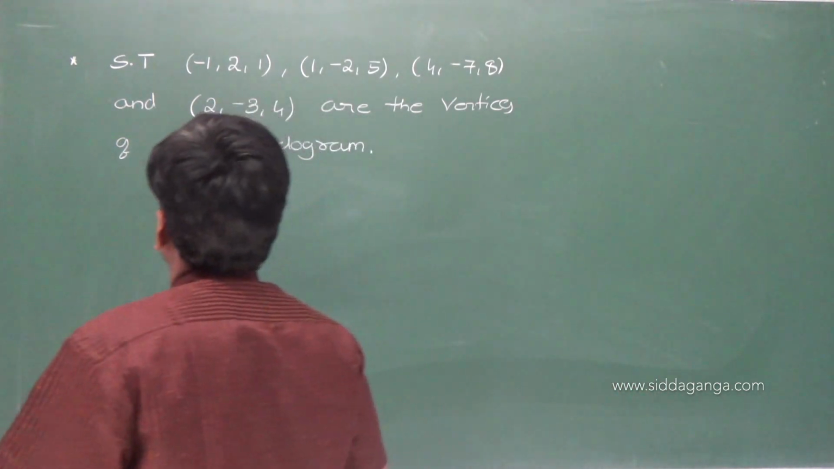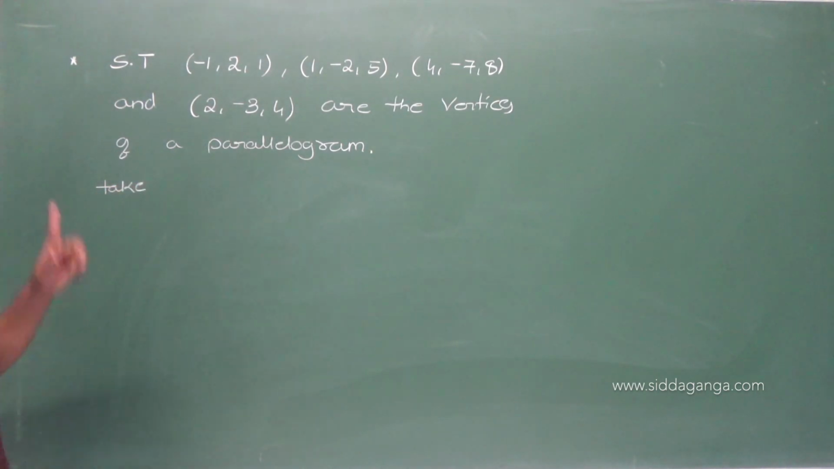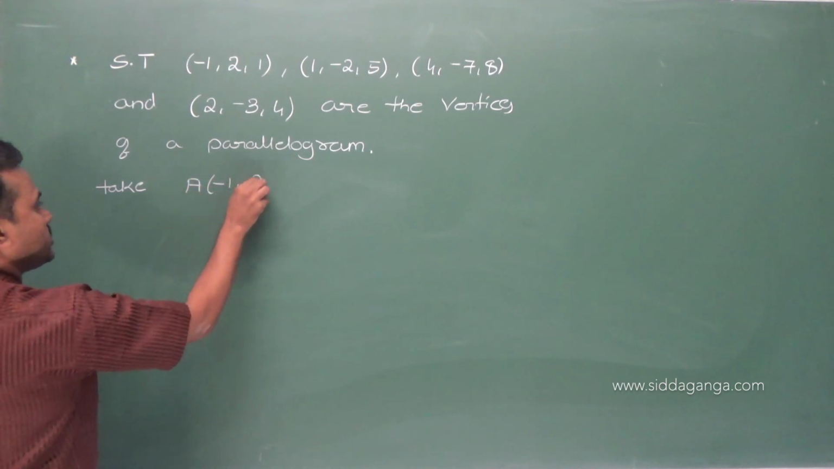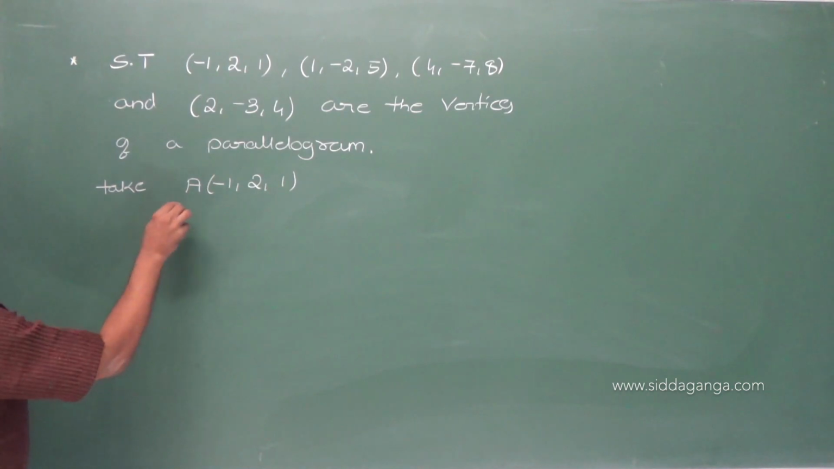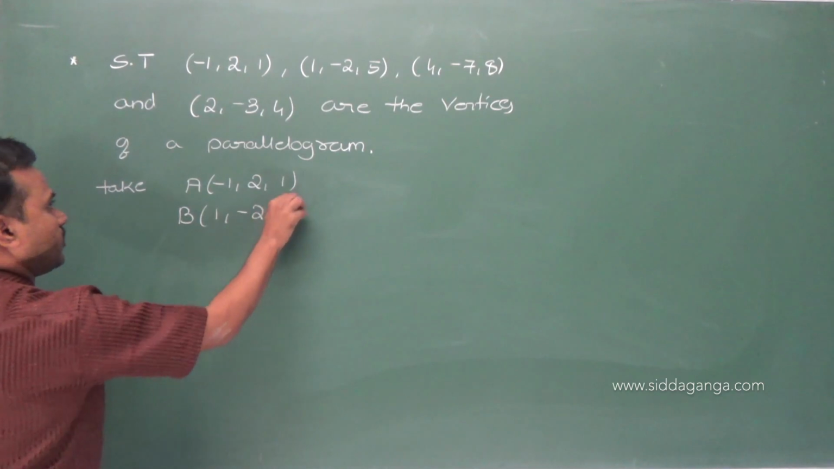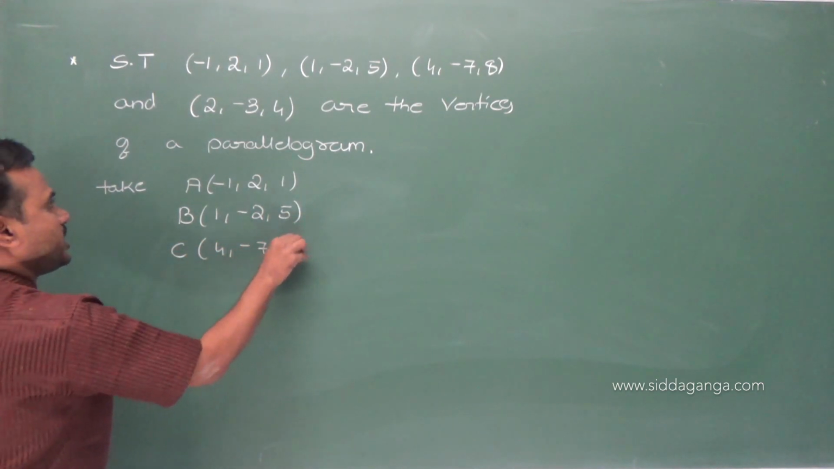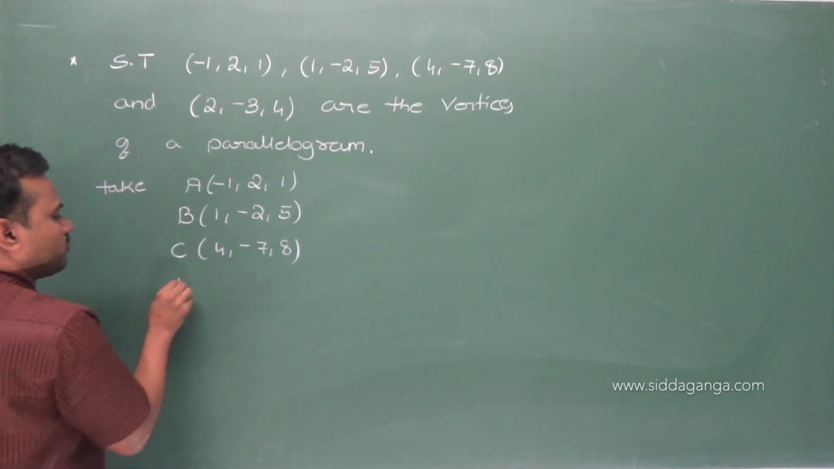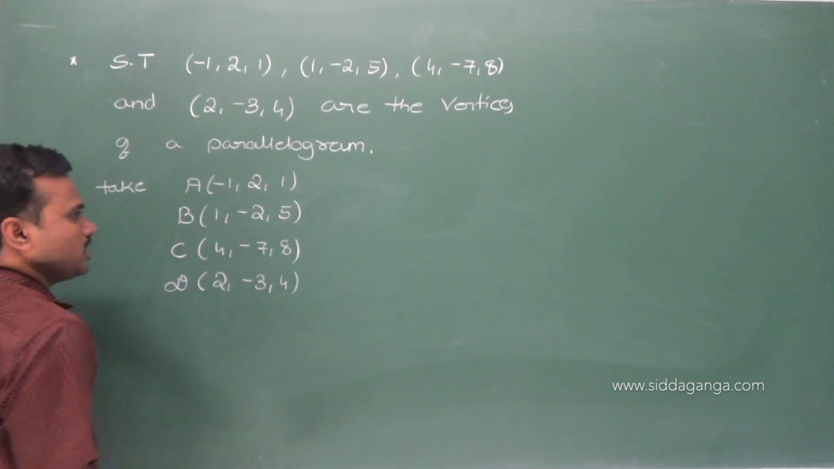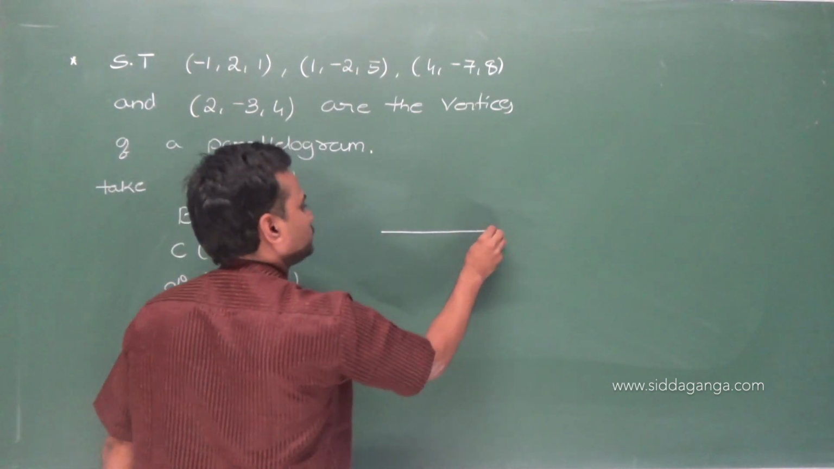So what we do, take the first point as A(-1, 2, 1), B(1, -2, 5), C(4, -7, 8), lastly D(2, -3, 4). Better we draw a parallelogram. Very important.